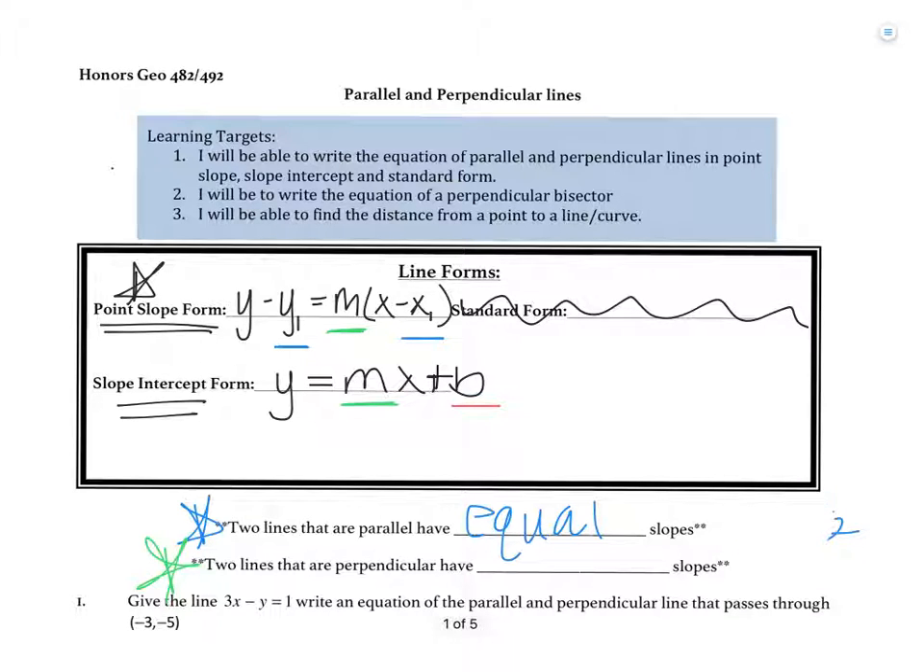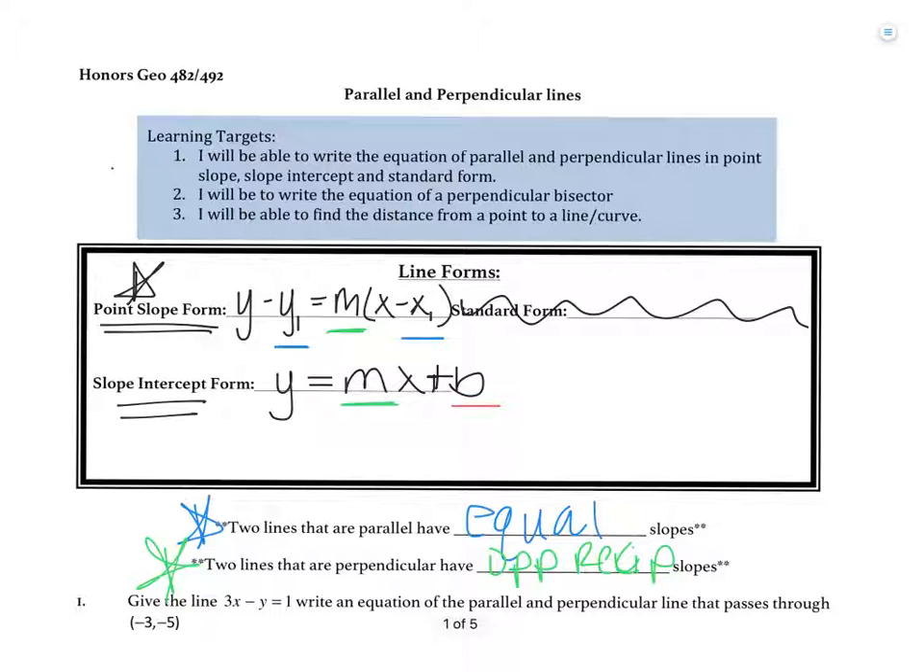Okay. Now perpendicular lines are going to have opposite reciprocal slopes, so I'm going to abbreviate this as op-recip. So what this means is if you're opposite, that means you have a different sign. So if it was positive, the opposite reciprocal would be negative, and vice versa. And then the reciprocal is just the flip of the fraction.